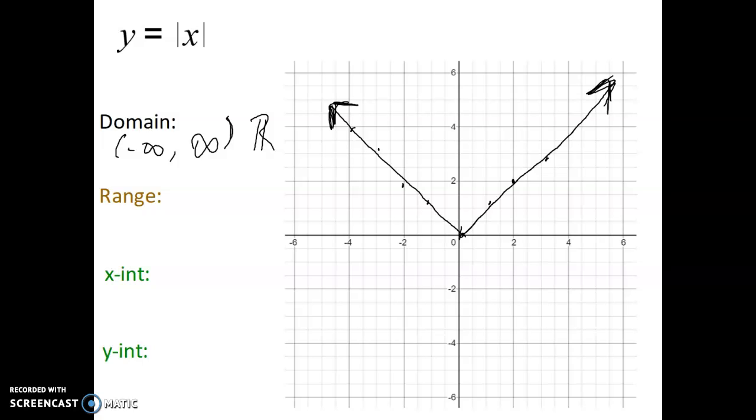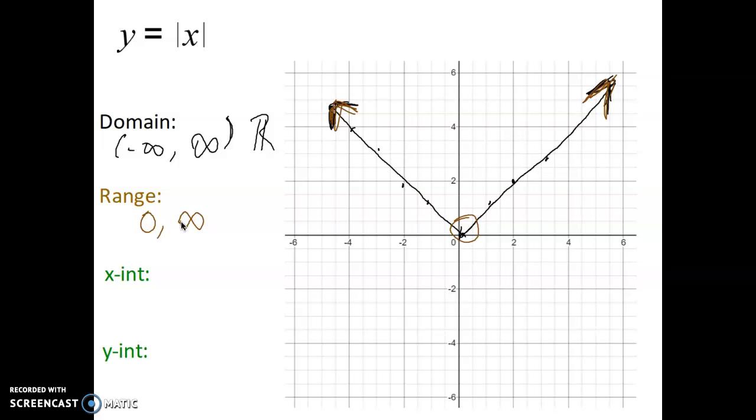Okay, so let's do range. Range is bottom to top. The lowest that this graph goes, right there at 0. And the highest that this graph goes, well, it's going on and on forever up right here and also right here, so it's going to go to infinity.